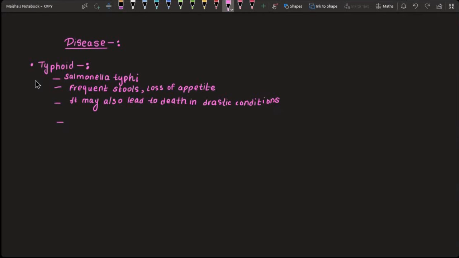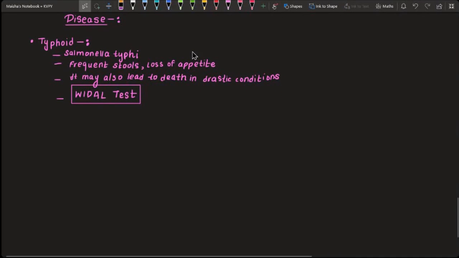A frequent kind of question which is framed from this disease is the kind of test that is performed in order to confirm the presence of typhoid in an individual. So the answer would be the Vidal test. The Vidal test is performed in order to confirm that this particular human is suffering from typhoid. These were the important points regarding typhoid. And now, this is a bacterial disease, so this can be cured by taking antibiotics.